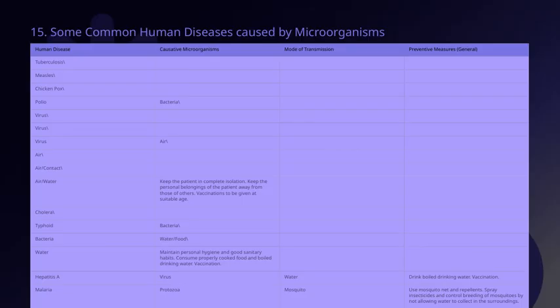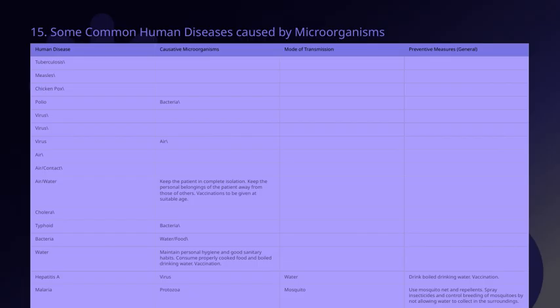Let's take a closer look at some common human diseases caused by microorganisms and how they spread. Tuberculosis, for example, is caused by bacteria and spreads through the air when an infected person coughs or sneezes. To prevent it, we need to keep the patient in complete isolation and ensure their personal belongings don't come into contact with others.